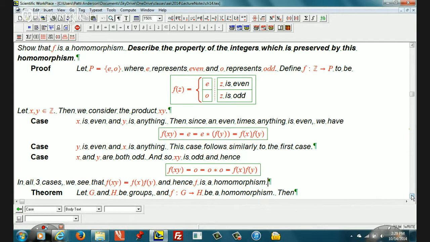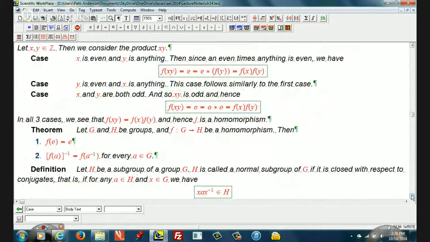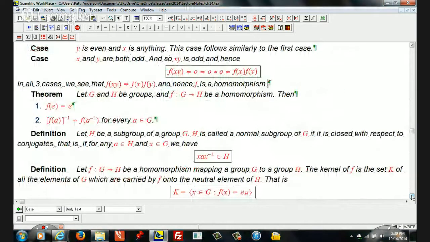You have to prove that something's a homomorphism if you're going through the same process, except I believe on your homework you don't have cases. Yeah, as far as I recall, you don't have cases. Okay, so let's continue. We have a theorem here. It says let G and H be groups, and f is going to be a homomorphism from G to H. We want to look at f of e. We want to show f of e equals e, and f of a inverse is equal to f of the value a, inverse.